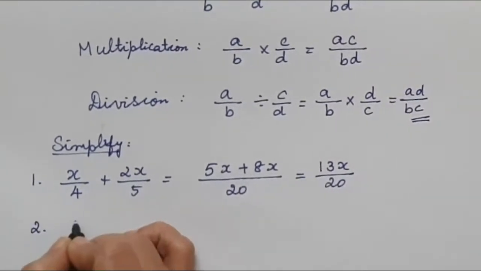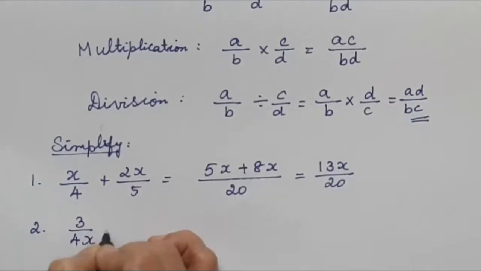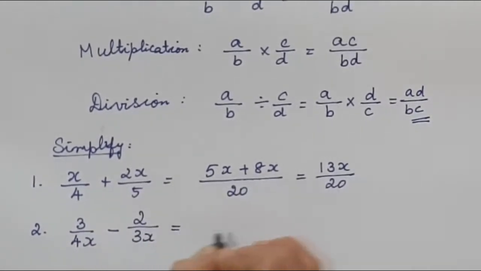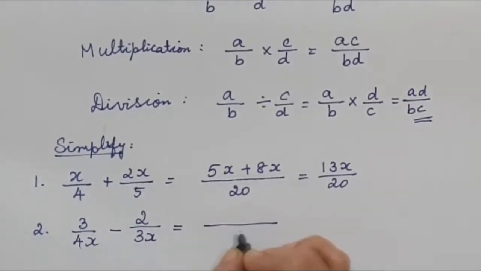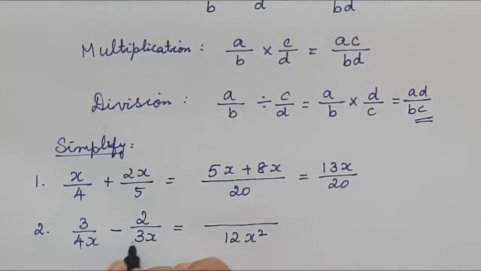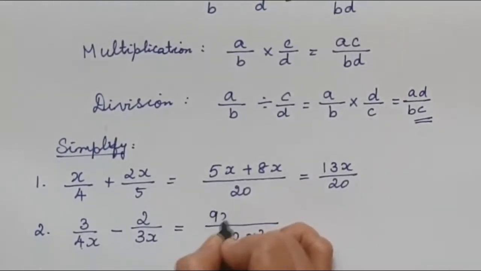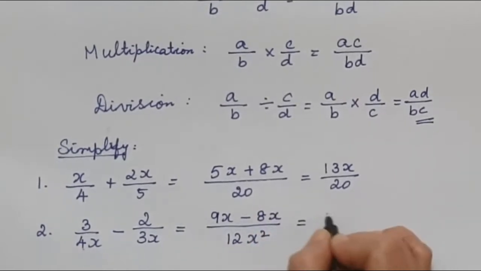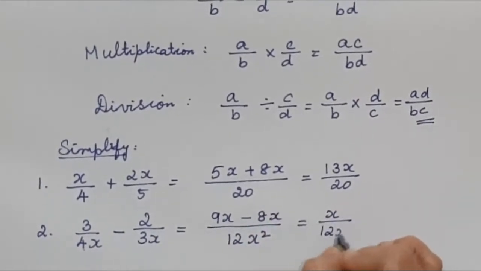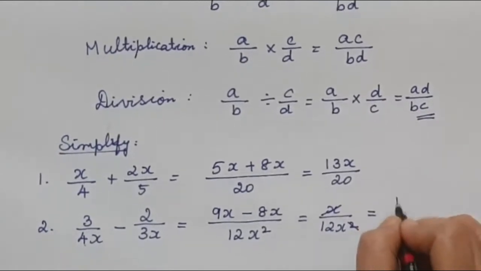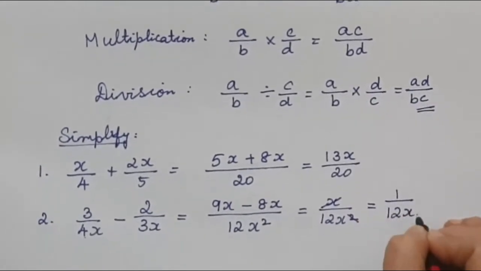Then the second one, 3 over 4x minus 2 over 3x. That will be equal to, now multiply the denominators. 3 4s are 12, x into x is x square. Then multiply it over here, 9x. This way multiplied, minus 8x. So it will be equal to x over 12x squared. So 1x and 1x will get cancelled. So it will be 1 over 12x.